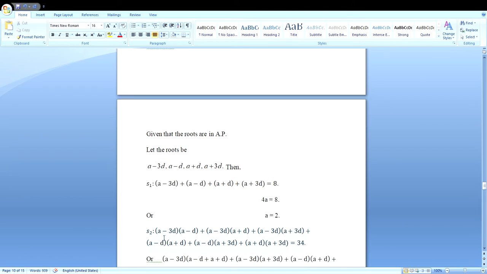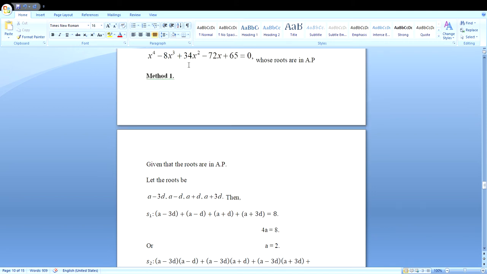From S2, we can write taking 2 at a time, that is A minus 3D into A minus D plus A minus 3D into A plus D plus A minus 3D into A plus 3D plus A minus D into A plus D plus A minus D into A plus 3D plus A plus D into A plus 3D equal to 34.